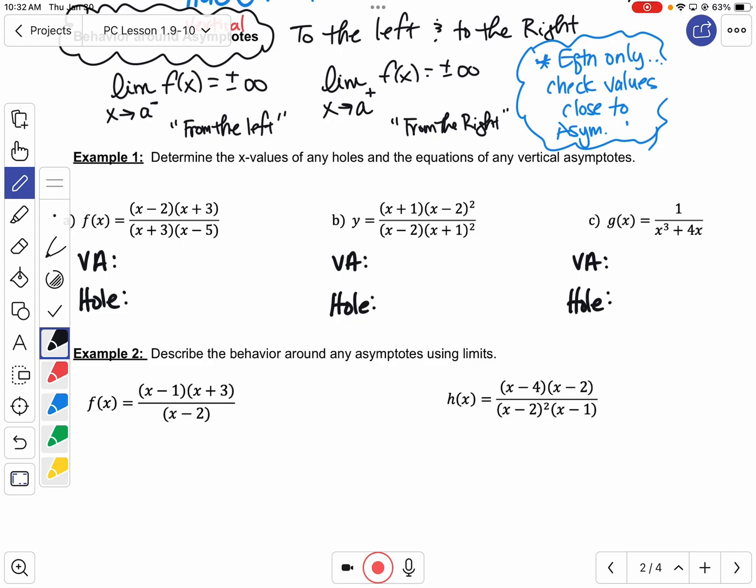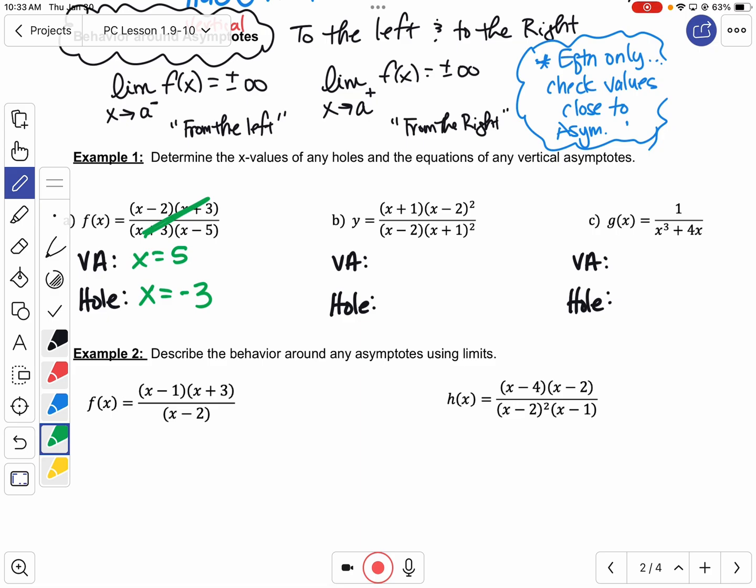So let's look at the first one. x minus 2, x plus 3, over x plus 3, x minus 5. Do I have a vertical asymptote on this one? What is it? x equals 5. Do we have a hole on this one? Yep, I've got a repeated factor right there, so it's going to happen when x is negative 3. So I had a vertical asymptote and I had a hole on that one. All right, let's look at the next one.